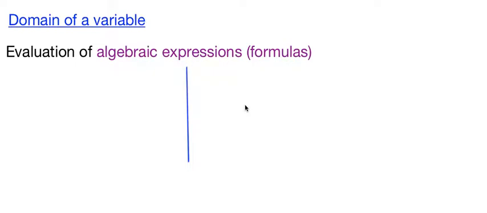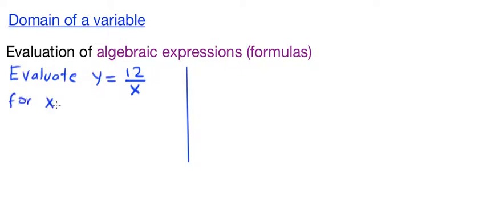...of a variable. In order to understand what is the domain of a variable, we have to go over evaluation of algebraic expressions, also known as formulas, first. Suppose they ask you to evaluate the following formula: y equal 12 over x for x equal 4. If we follow direct substitution for x equal 4, y should be equal to 12 over 4, y equal 3.